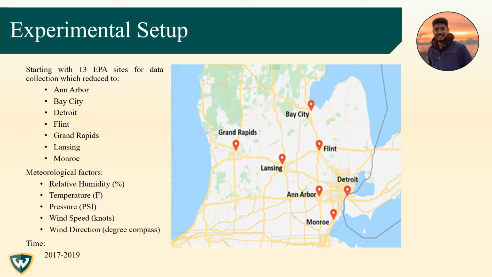For our study, we originally started with 13 sites for data collection, which was later reduced to 7 sites, including Ann Arbor, Bay City, Detroit, Flint, Grand Rapids, Lansing, and Monroe, due to severe missing data. For all these locations, in addition to PM2.5 concentrations, meteorological factors such as relative humidity, temperature, pressure, wind speed, and wind direction data over 3 years from 2017 to 2019 were collected. 2020 data was intentionally dropped to avoid the abnormal behavior of pollution levels due to COVID-19.